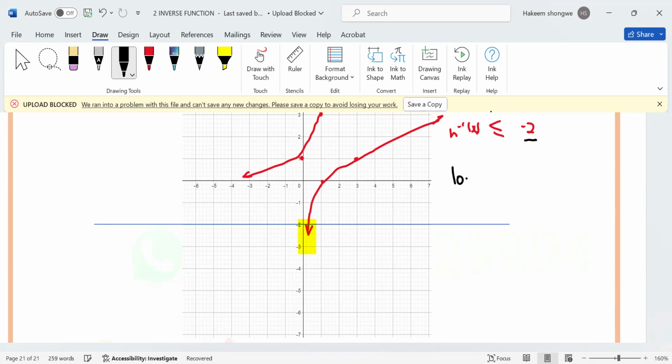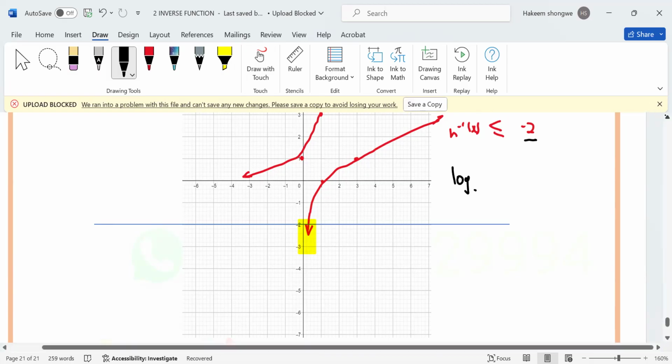So you can say, we have log base 3 of x, which is going to be equal to minus 2. You see, I'm looking for the critical values: when y is equal to minus 2, what is going to be x? That's the question I'm asking here. Take this to the other side. It says x is going to be equal to 3 to the power minus 2.